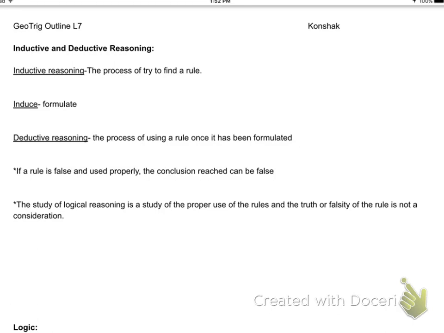So, there are some things that we have to understand here. If a rule is false, and you use it properly, as in you use it with the notion that it was wrong in the start, then the conclusion reached can be false.